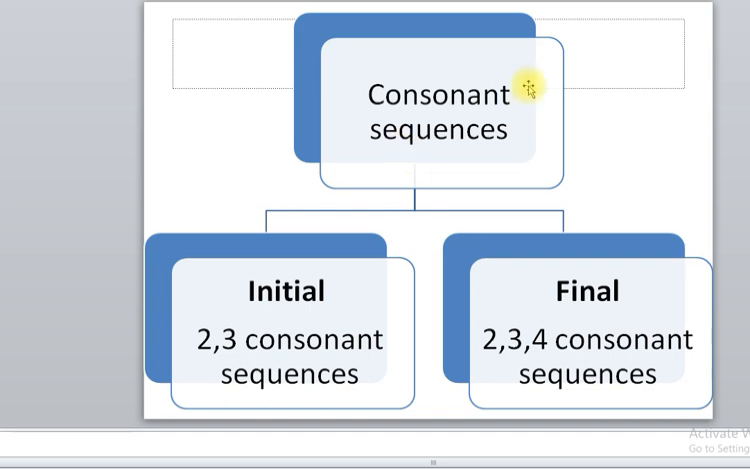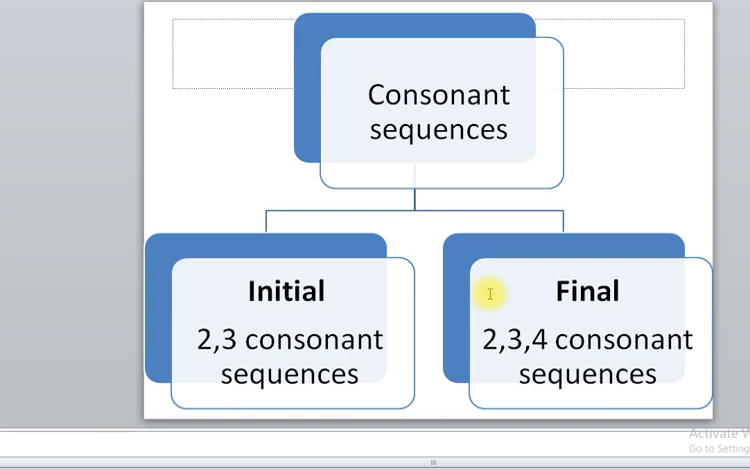So consonant sequences, إذا تذكرون, in the first video we talked about consonant sequences. We said that consonant sequences refer to that case where we have a number of consonants coming one after the other without any interruption, without the intervention of vowel sounds or any other types of interruptions. So consonant sequences could be of two types.